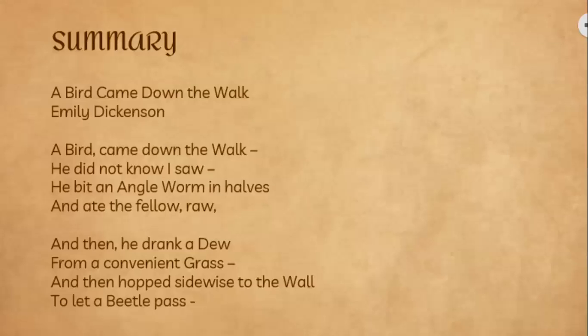To summarize, the poem begins with the persona describing a bird in its natural habitat. The speaker describes the bird eating and drinking water from nature's aid and the kindness nature has towards others through the imagery of the bird letting the beetle pass.